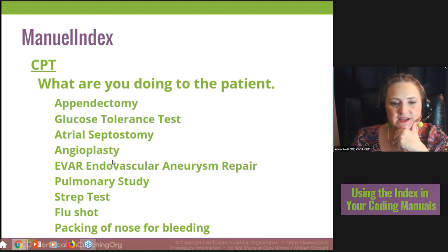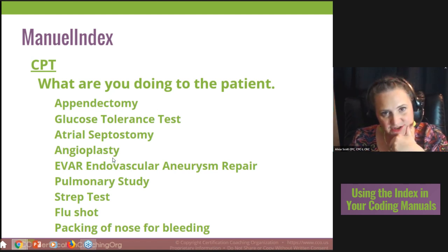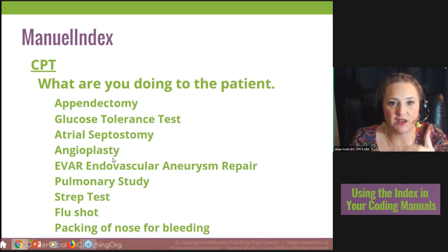Angioplasty. It's going to be under angioplasty. But if you don't know what an angioplasty is, you're going to have difficulty finding it.